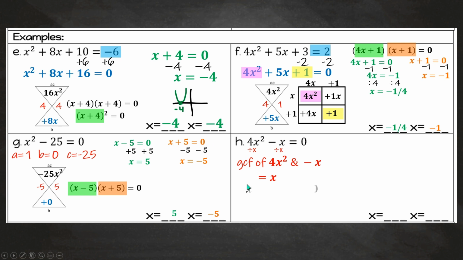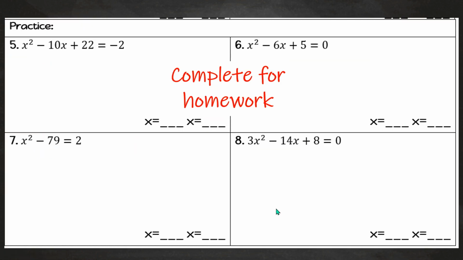So I'm going to divide both terms by x, and I get x multiplied by 4x minus 1 is equal to 0. So x could possibly equal 0. That's one option. Or I could also have 4x minus 1. I could set that equal to 0, add 1 to both sides, then divide by 4, and x could equal 1/4. All right, those are all of our examples.